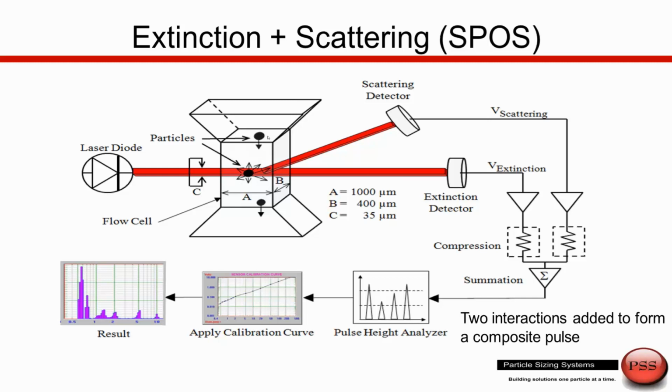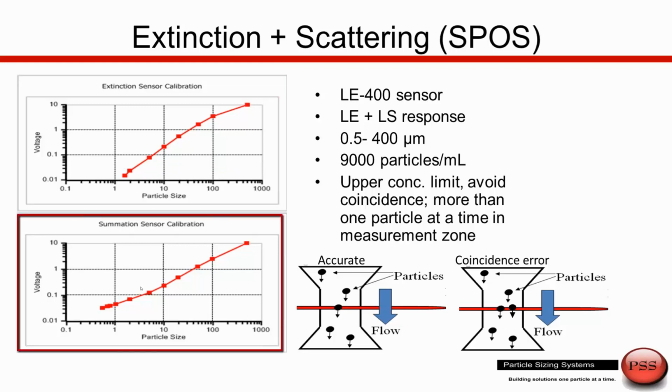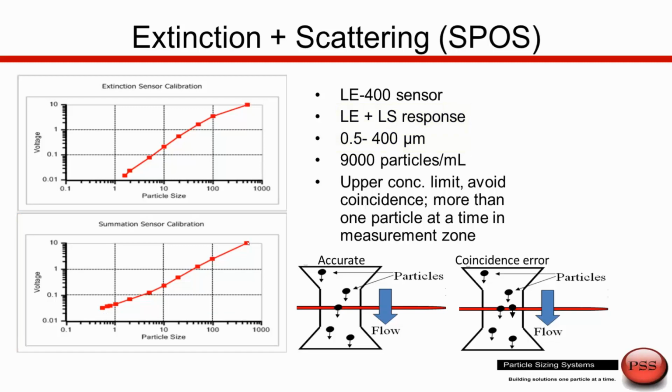Now we can calibrate the sensor using only the extinction sensor. Then we have the extinction sensor calibration, which you see above here on the left. If we only use the extinction sensor, we have a range of a little greater than 1 micron up to 400 microns. If anyone does want to measure down to smaller sizes, you'll see down here in the lower left the summation calibration curve. And here we can measure down to 0.5 microns up to the same upper limit of 400 microns. So we have this overall dynamic range with this sensor of 0.5 to 400 microns.